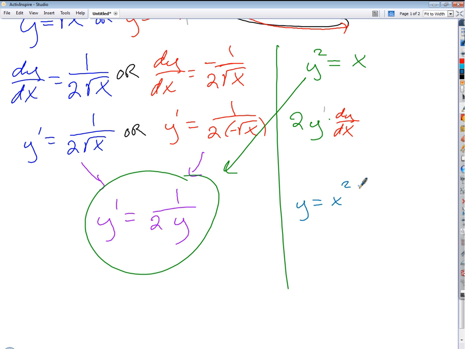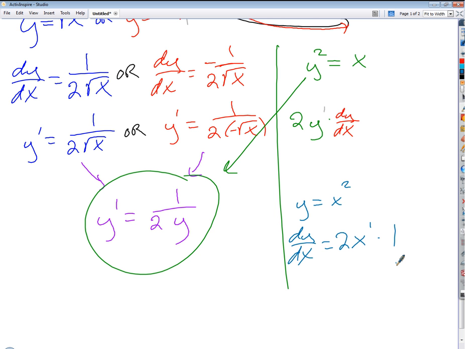Yeah, dy/dx, right? That's what I'm doing, differentiating both sides. So this side just gives me dy/dx, and by the chain rule, this side gives me 2 times x to the 1, and then times the derivative of x with respect to x. Well, what's that? 1. We don't write it, but it's there, right? Make sense? See the difference?